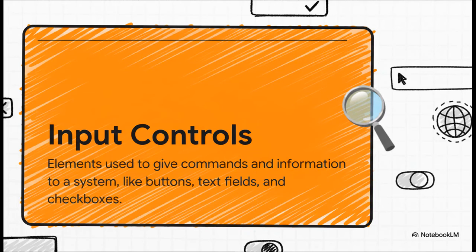First up, we've got input controls. The best way to think about these is that this is how you talk to the app. Simple as that. Every time you click a Buy Now button, tick a checkbox, type into a search bar, or flip a little toggle switch, you're giving the system a command. You're telling it what to do.